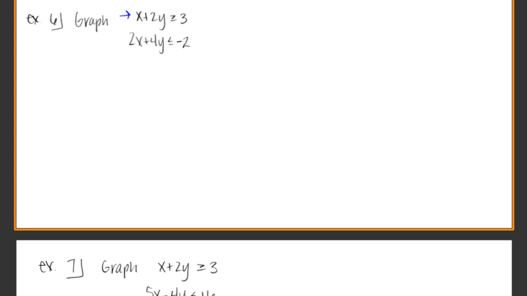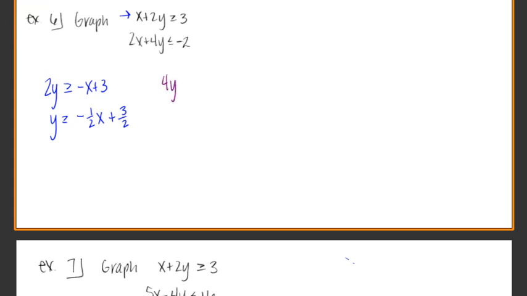If I asked you guys to graph that, step 1, get y by itself. So 2y is greater than or equal to negative x plus 3, or y is greater than or equal to negative 1/2 x plus 3/2. Okay, so there's our first line. Let's get the information for our second line.